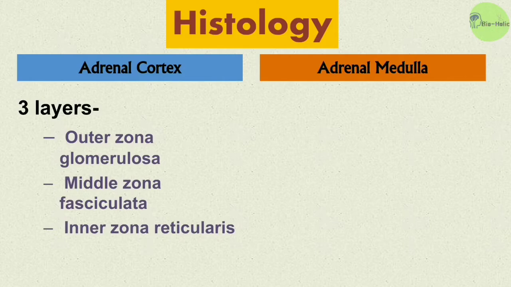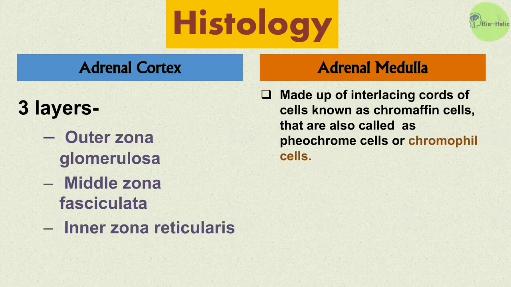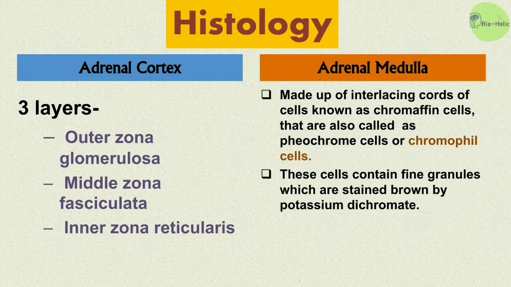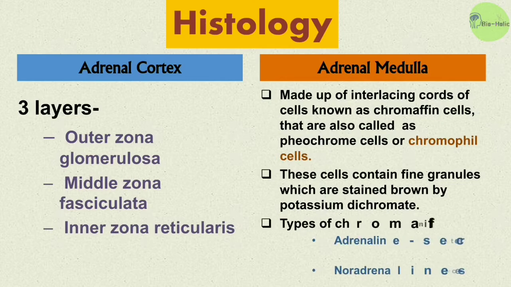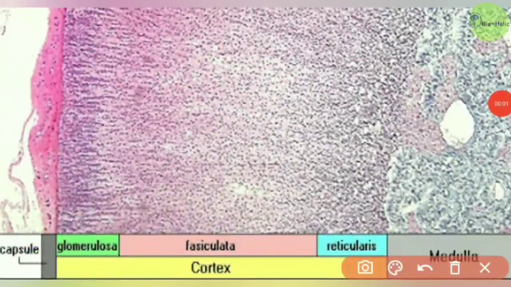On the other hand, adrenal medulla is made up of interlacing cords of cells known as chromaffin cells that are also called pheochrome cells or chromophil cells. These cells contain fine granules which are stained brown by potassium dichromate. And the types of chromaffin cells are the adrenaline secreting cells, 90%, and the rest 10% is the noradrenaline secreting cells. This is the histological structure of adrenal gland.